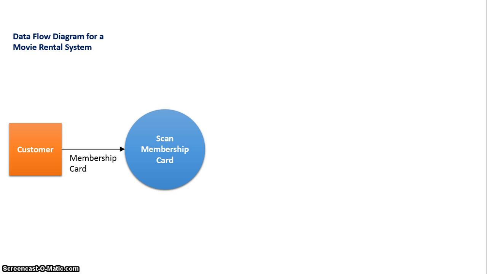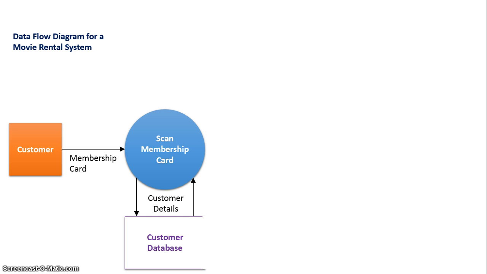If we were going to look at this same scenario, but through the use of a data flow diagram, we'll notice that the layout is a bit different. So once again, we've got an external entity. Okay, they present their membership card. The membership card would be scanned. It'd be scanned and checked against the customer database, and that would bring up the user details.